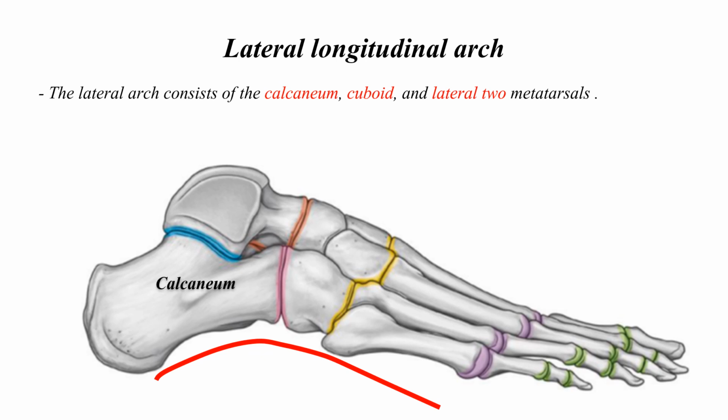This is the calcaneum, the cuboid bone, the fourth metatarsal bone, and the fifth metatarsal bone. Those four bones form the lateral longitudinal arch. The keystone bone in the lateral longitudinal arch is the cuboid bone.